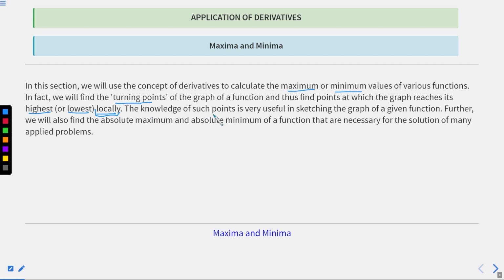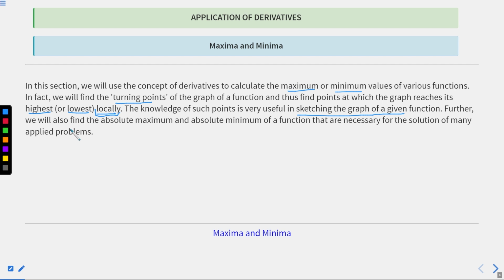The knowledge of such points is very useful in sketching the graph of a given function. If you know how high my graph can reach, then you can have some idea of how my graph will look, or you can have some idea that my range is in between this part. So all this maxima and minima gives you the best condition for range also.